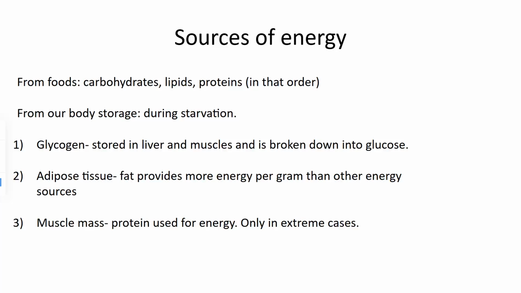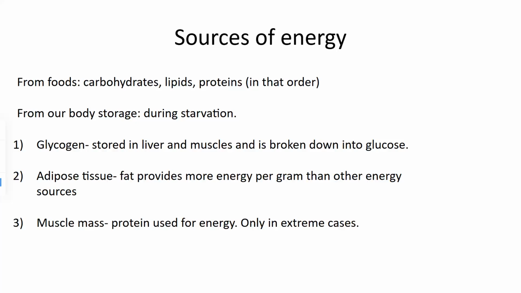Adipose tissue, fat provides more energy per gram than any other energy source. And muscle mass, protein is used for energy, but only in extreme cases. So if you're under prolonged and extreme stress, or if you have an eating disorder where you're not eating, or you're going through immense periods of starvation, then after the glycogen stores are used and much of the adipose stores are used, you're going to start using muscle mass in order to produce energy.